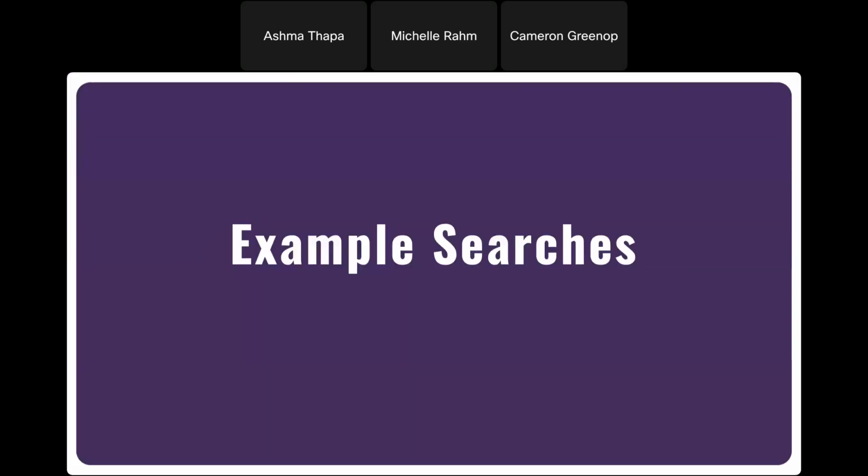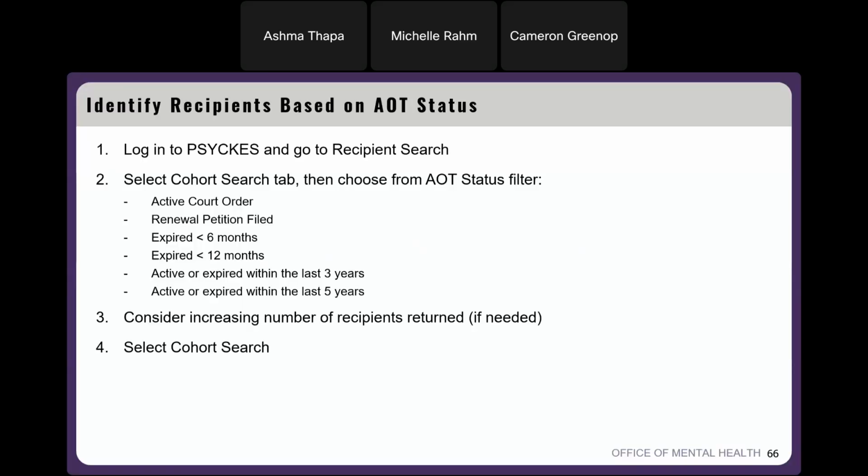Okay, so those are the advanced views, and we're going to look at some example searches now. So first off, let's say I want to identify recipients based on their AOT status. First, I would log into PSYCKES and navigate to the recipient search. Then I would go to the cohort search as well. And then I would find the AOT status filter and select one of the options available there.